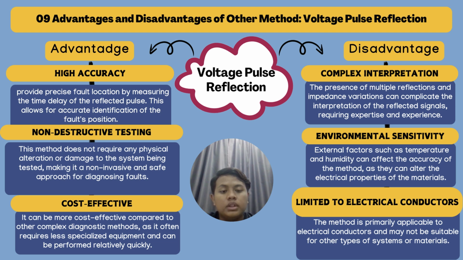And next is environmental sensitivity. External factors such as temperature and humidity can affect the accuracy of the method, as they can alter the electrical properties of the materials. And lastly, it is limited to electrical conductors. So this method is primarily applicable to electrical conductors and may not be suitable for other types of system or material other than this.